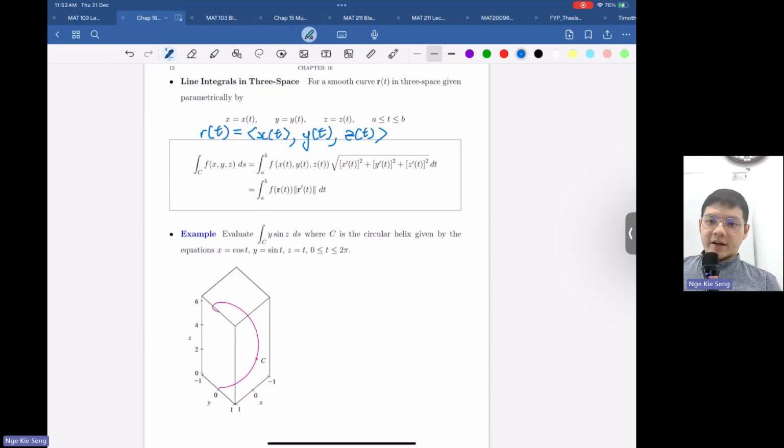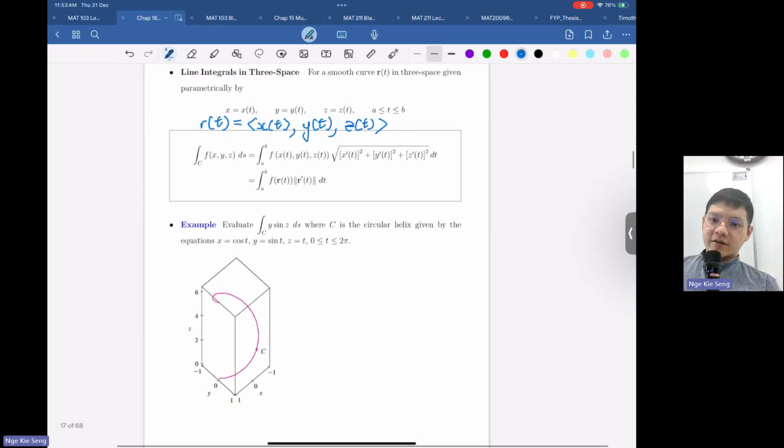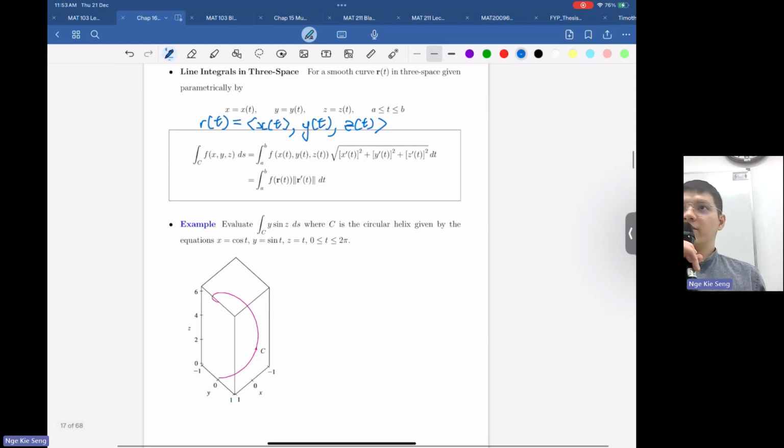Okay, so we will skip the example. You can try it because it's just one dimension more than what we calculated before. Any question so far? We will keep work done to the next lecture.